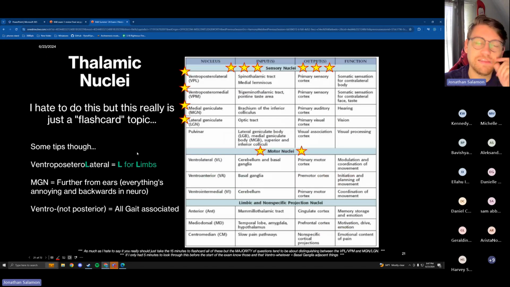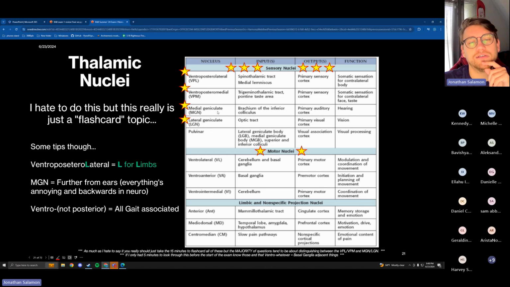Talk about these, the thalamic nuclei. See, this is a flashcard topic. I don't want to waste your guys' time with flashcard topics, but just generally know these four. Know the difference between the VPL and the VPM, right? L for limbs, M for mouth, right? This is your body, this is your head.